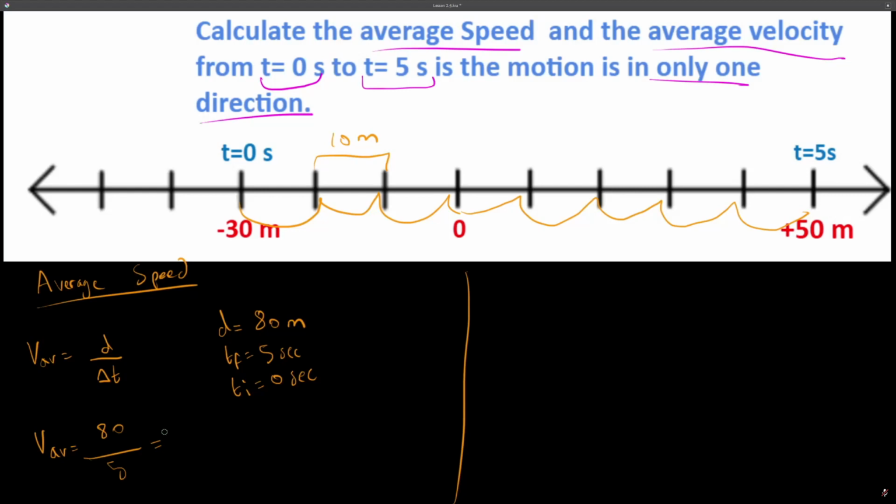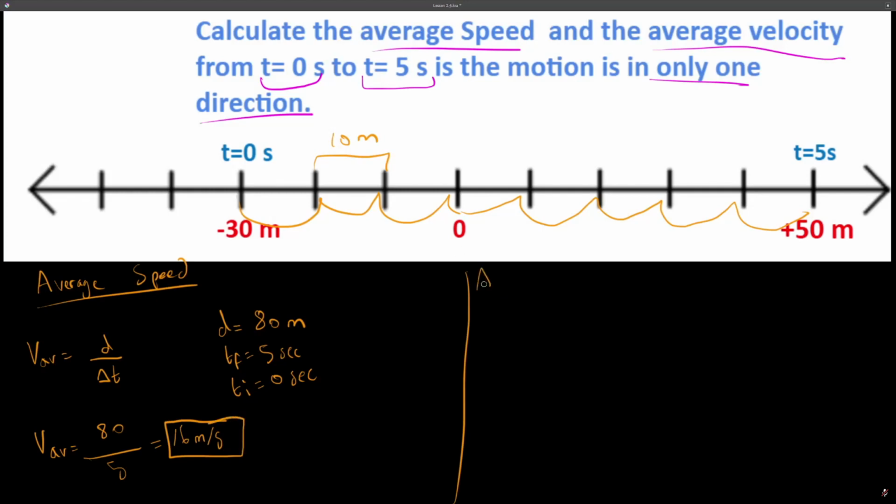So 80 divided by 5, using a calculator, is 16 meters per second. Now, do we mention the direction? No, because it asks for the average speed. So now we do the next question.